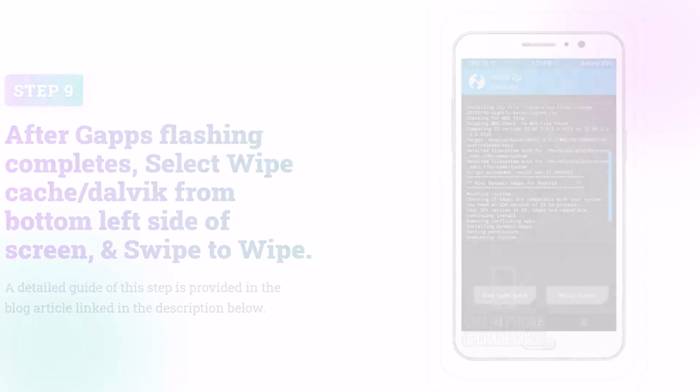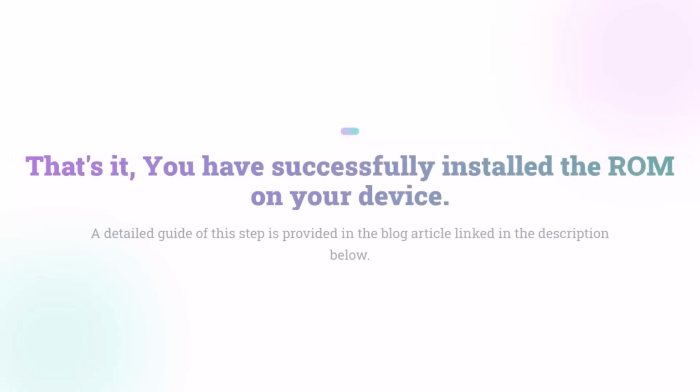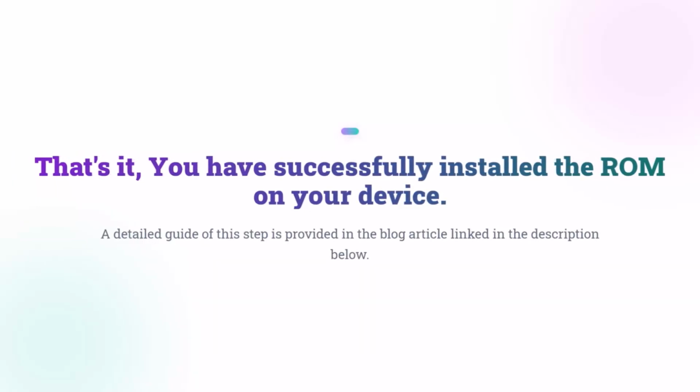to wipe. Step 10. When the wiping process is completed, hit Reboot System. That's it! You have successfully installed the ROM on your device.